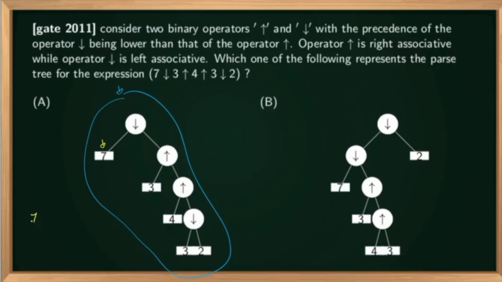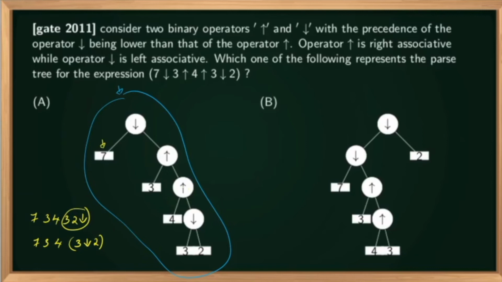You print 7. Then you will come to here. Then you will print 3. Then you will come to 4. Then you print 4. Then 3. Then 2. Then this operation. Once you see an operation, we apply that operation. So that means you are doing 7, 3, 4, then 3. This is the operation you are doing. Okay.